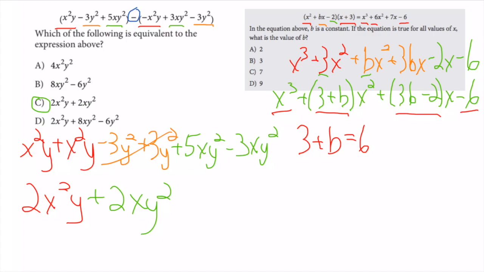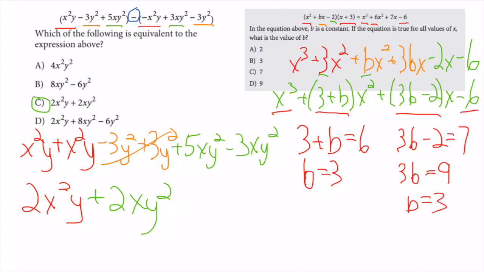I can go ahead and simplify that, just solve for b. I'm left with b equals 3. Okay, if I do the same for the coefficient of x, I have 3b minus 2 equals 7. And again, solving for b, I'm left with b equals 3. Okay, so b is 3 for both of them, so my answer would be b.